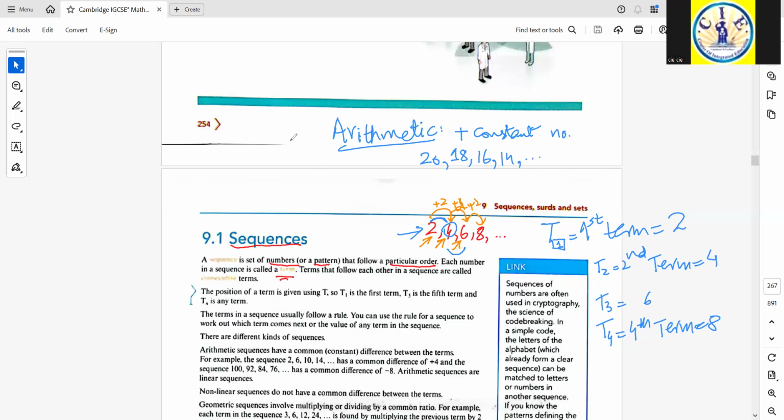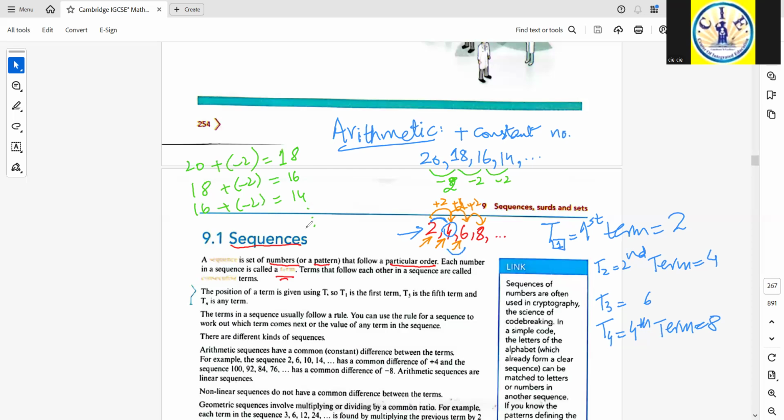from 20 to get 18, I need to subtract 2. Again, I need to subtract 2. Again, I need to subtract 2. So that means if you add negative 2 to the first term of this sequence, 20, you get the second term, which is 18. Then again, if you add negative 2 to 18, you get 16. And adding negative 2 to 16, you get 14. And so on. This continues the same way. So this type of sequence is called an arithmetic sequence.